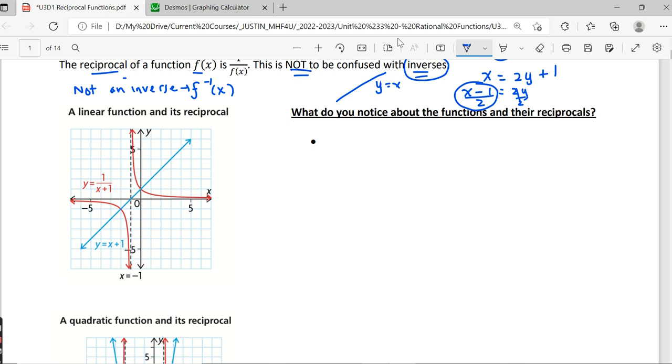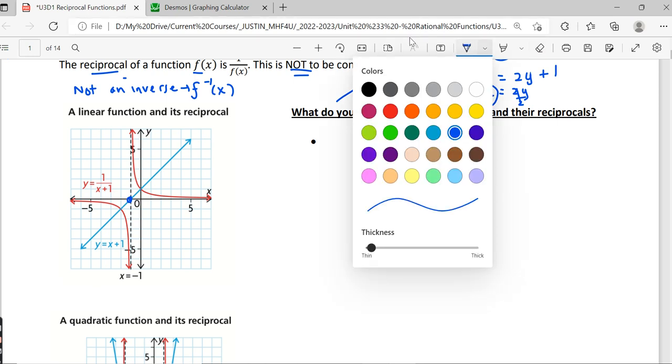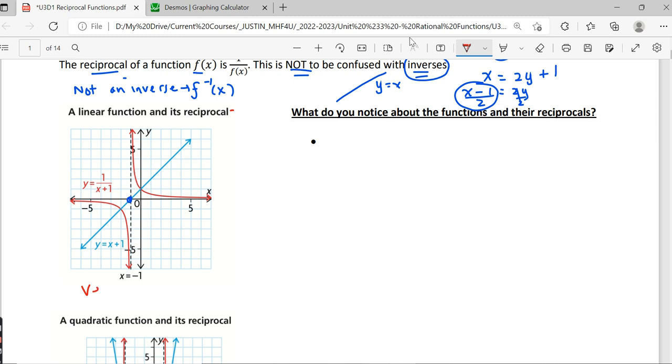The first thing I notice is if we look at the linear function y equals x plus 1, it has an x-intercept at negative 1, right? We also notice that for our reciprocal, which is our red graph, we have this vertical dotted line here. Maybe I should use red so you know I'm talking about the reciprocal. This is what we call a vertical asymptote.